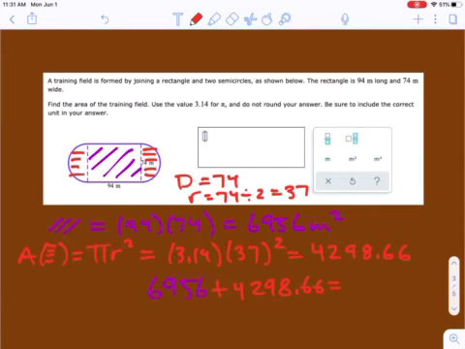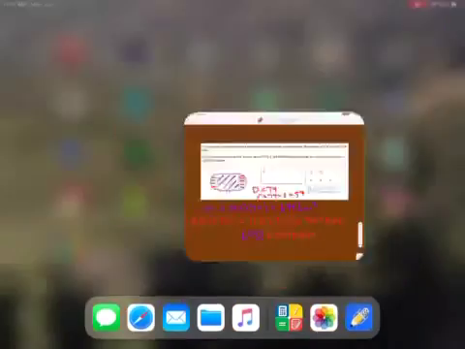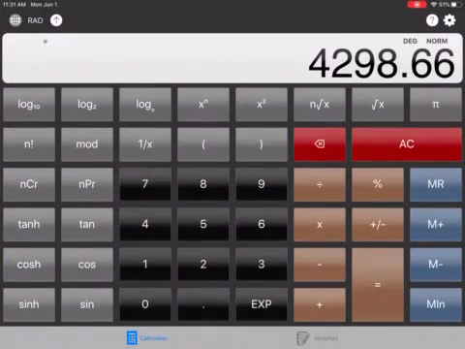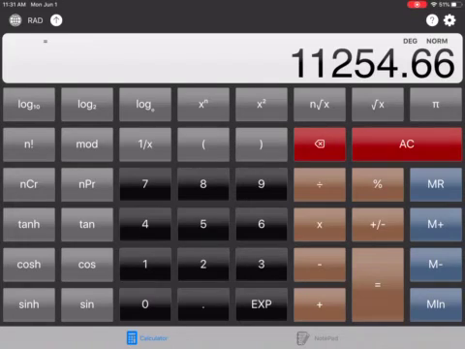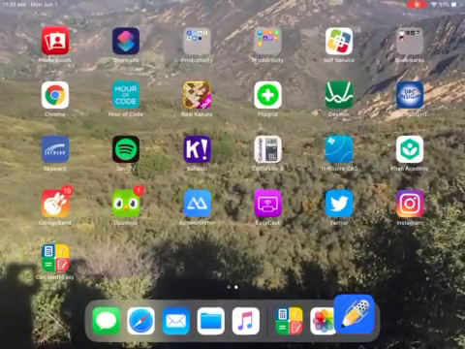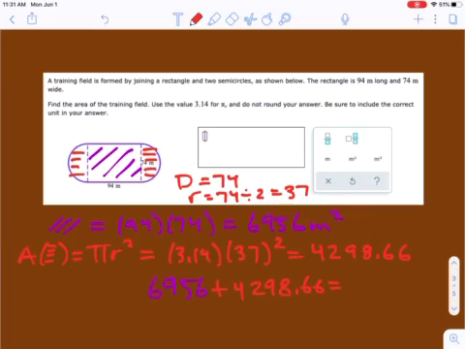All right, 4298.66, and then we're going to add 6956 to that. Plus 6956, which equals 11,254.66, and then our unit would be in square meters.